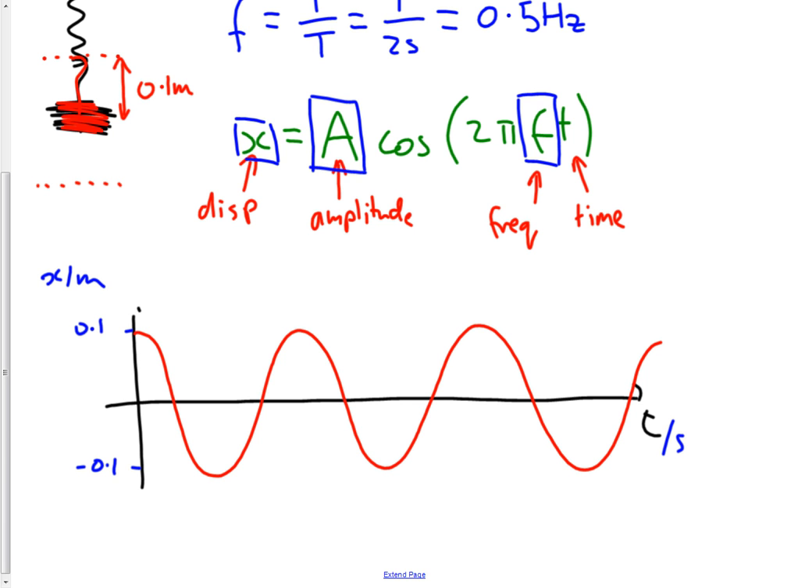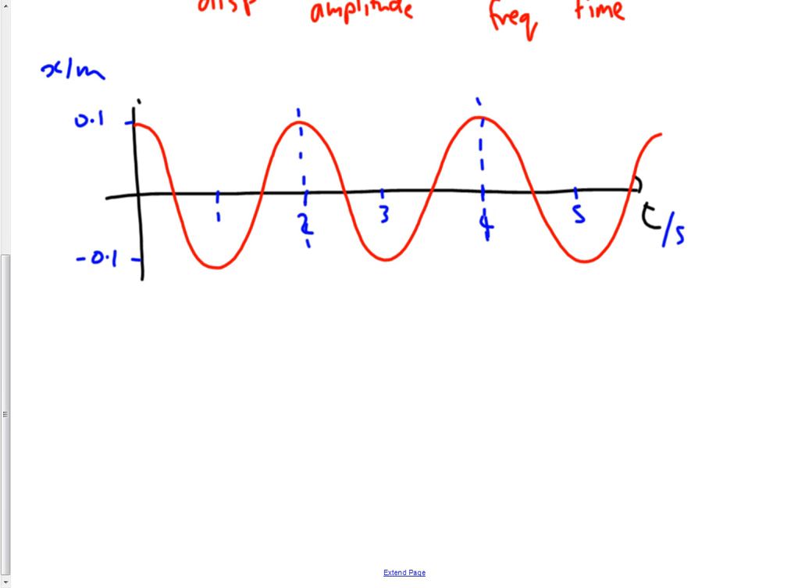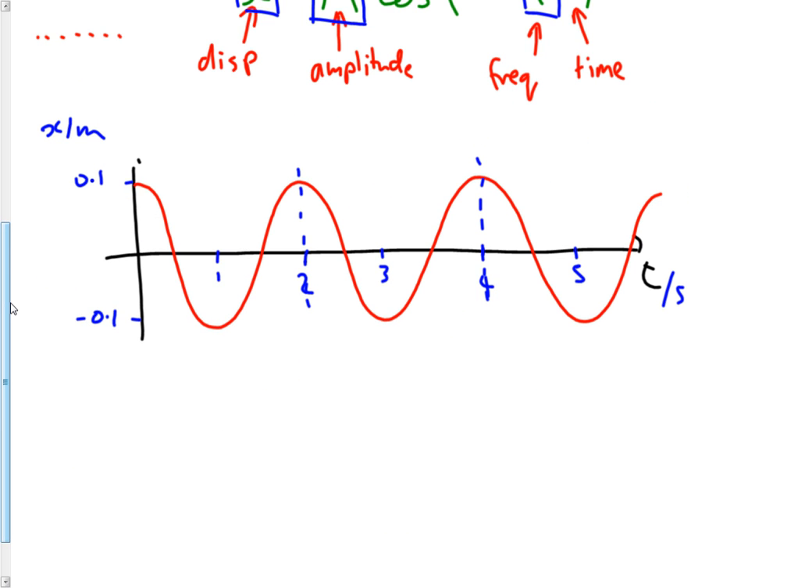This is time in seconds. Now the whole thing repeats every 2 seconds because the period is 2 seconds. So this would be 2, this would be 4, and then we could divide it up. This must be 1, this must be 3, this must be 5, etc. So we can already get a feeling for what this cos graph is saying in terms of where the mass is going to be at different times.